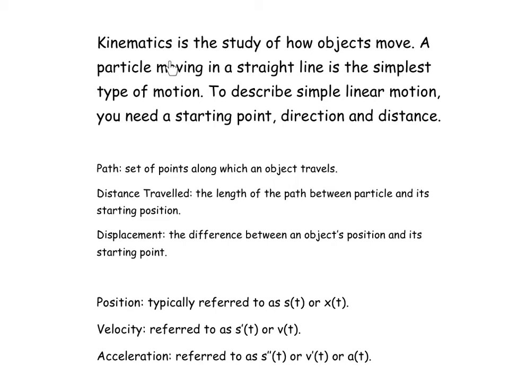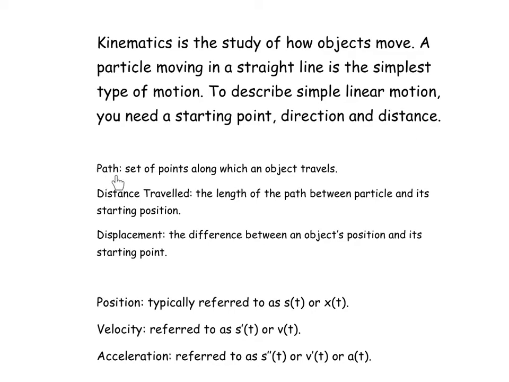So kinematics, just formally, is the study of how objects move. A particle moving in a straight line is the simplest type of motion. There are other types of motion, which you'll see in future units. To describe simple linear motion, you need a starting point, a direction, and a distance. So let's define a few things.